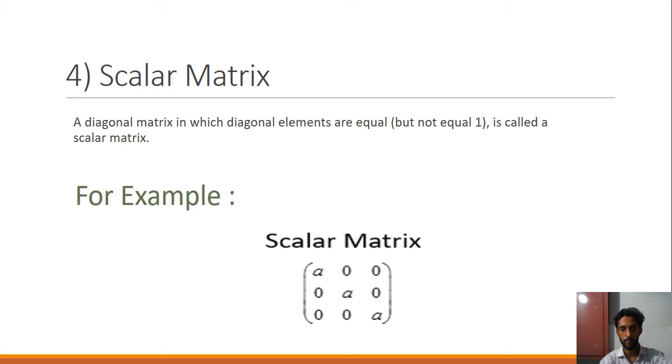Now in this scalar matrix, first of all a matrix should be square, in which rows and columns are equal. Second, it has diagonal elements which are non-zero elements. And the third point is all elements will be the same but not equal to 1, then it will be called the scalar matrix.